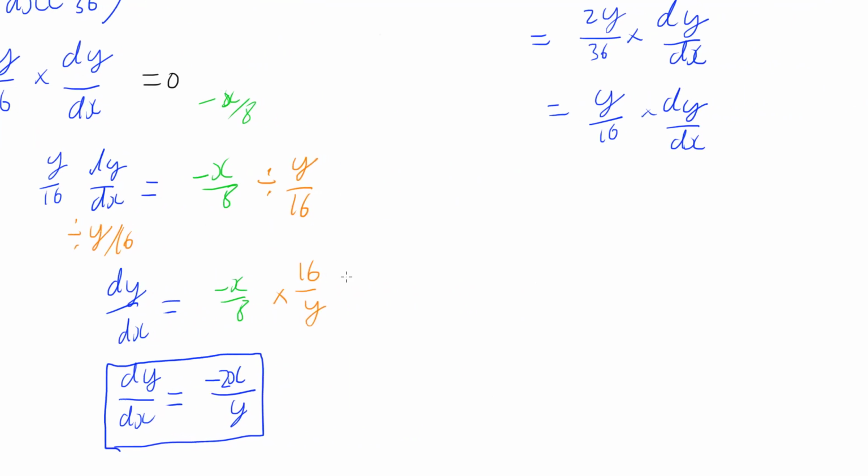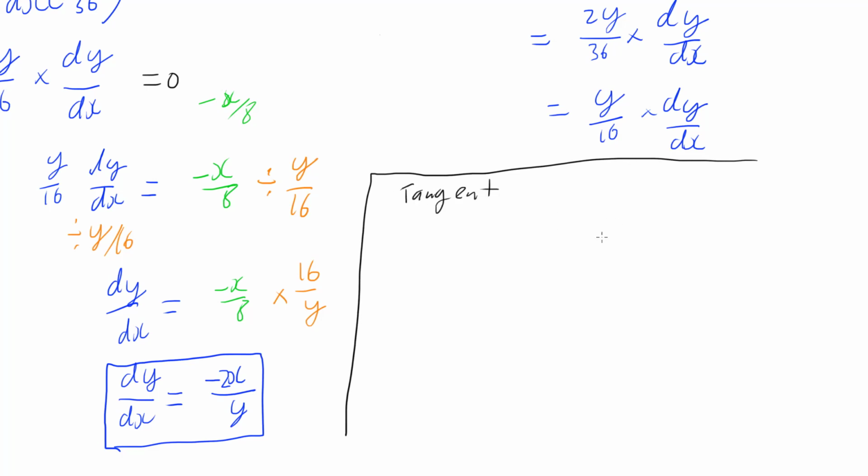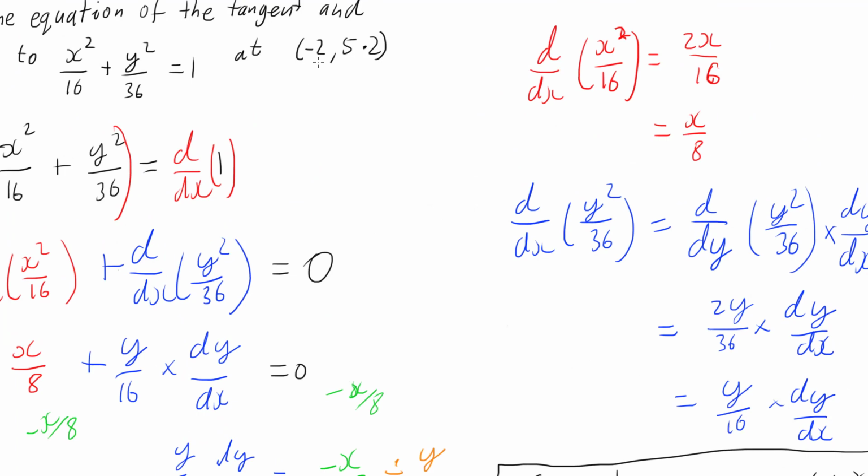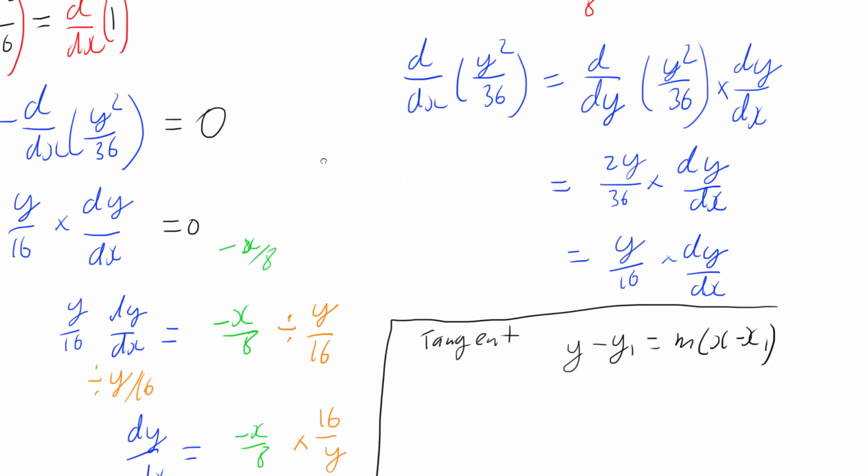Now if we want to find our normal or our tangent, let's start with the tangent. For a tangent, we want the equation of a straight line, so we're going to use our rule, y minus y1 equals m times (x minus x1), because we have our point up here, negative 2, 5.2. So that's x1, y1.